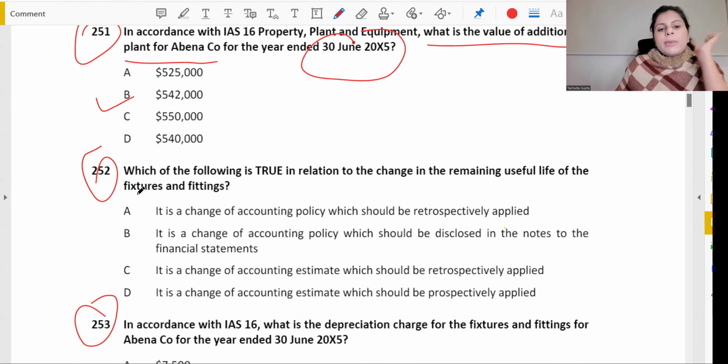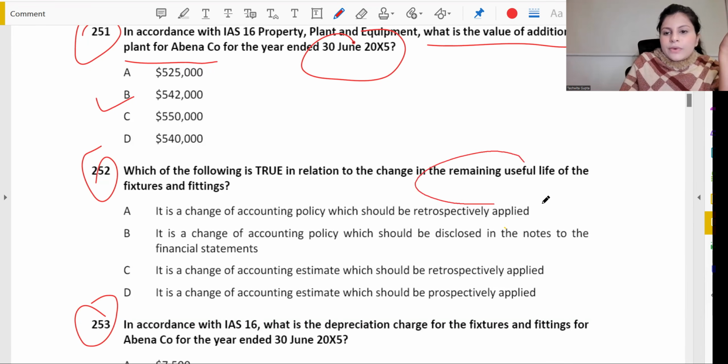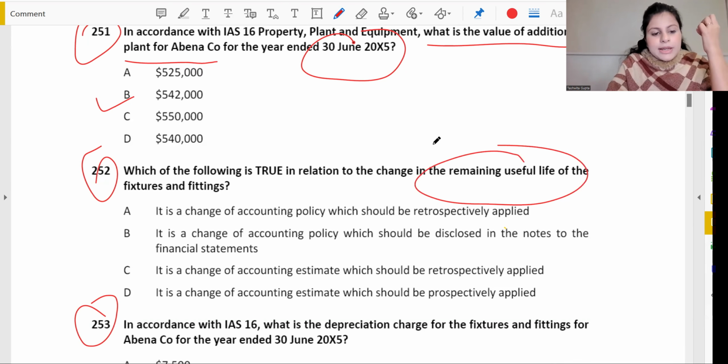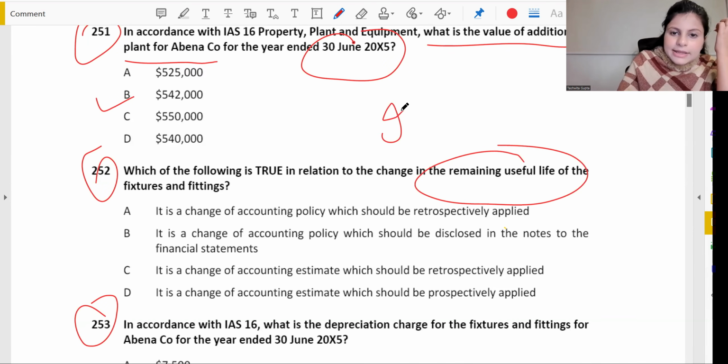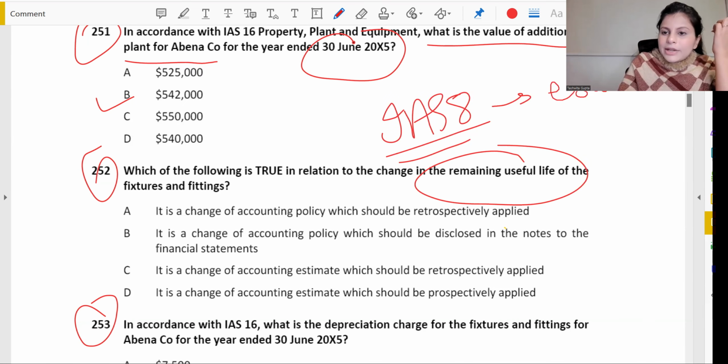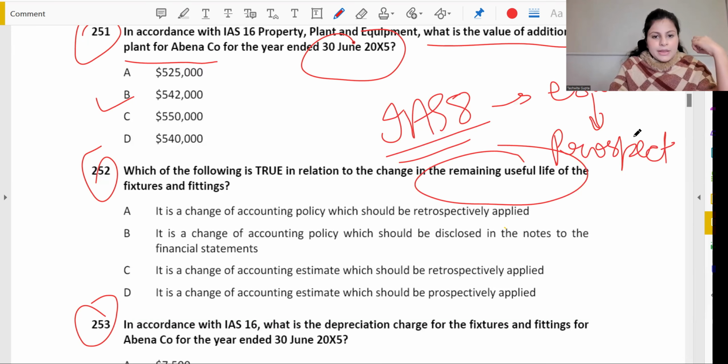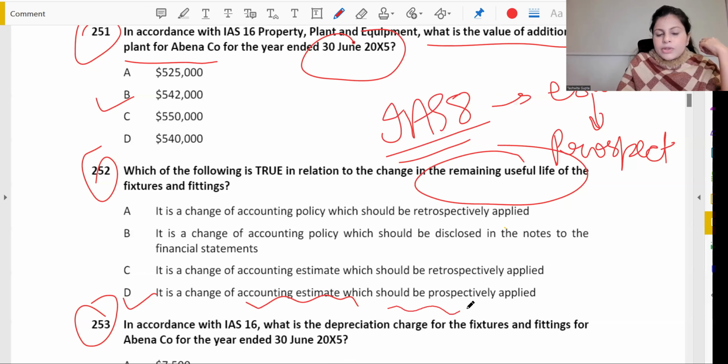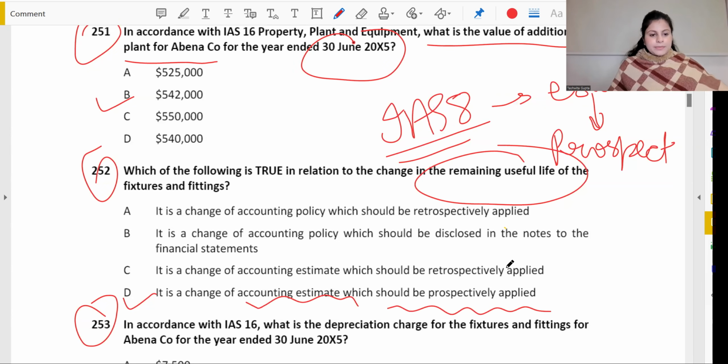Next, which of the following is true in relation to the change in remaining useful life? Is a change in remaining useful life an accounting estimate or a change in policy? It's an estimate under IS 8. When you change the life of any asset, it's an estimate. And when I change any estimate, it's dealt with prospectively. So I'll deal with it in the current year and the future years. So what's my answer? It's a change in accounting estimate which should be dealt with prospectively.